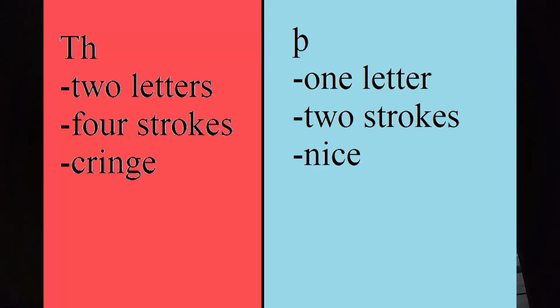Finally, using the thorn letter is more efficient than using the th digraph. Think about it. Writing the th digraph requires writing 2 letters with 4 strokes all in all. Writing the thorn letter only requires 1 letter with 2 strokes. While this might seem like a minuscule and insignificant difference, it can actually have radical ramifications.